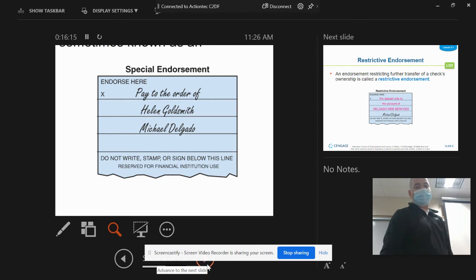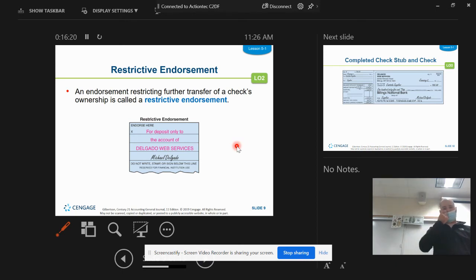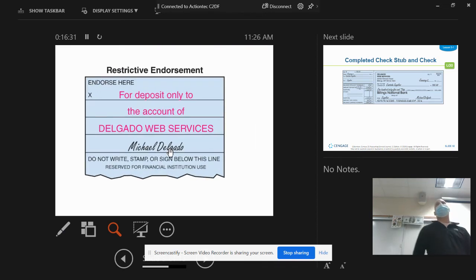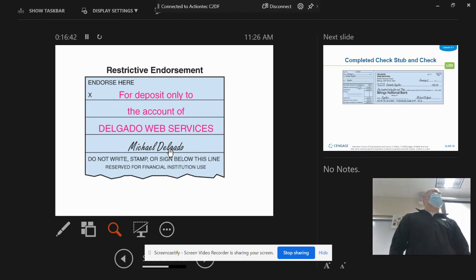Now, one that happens most often in business is what's called a restrictive endorsement. And this is restricting the transfer of the check. And now we can't just cash it, but we can only do what? Yeah, we can only deposit it because it says for deposit only. I can't cash it now. To the account of Delgado Web Services. A lot of times it'll have the account number on there as well. But this one, according to our company, is for deposit only to the account of Delgado Web Services, signed by Michael Delgado. Why do you suppose it's in kind of red font like that?